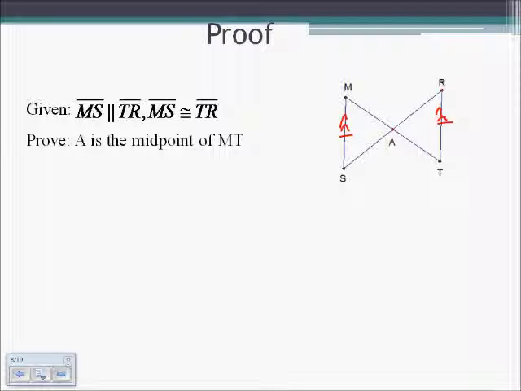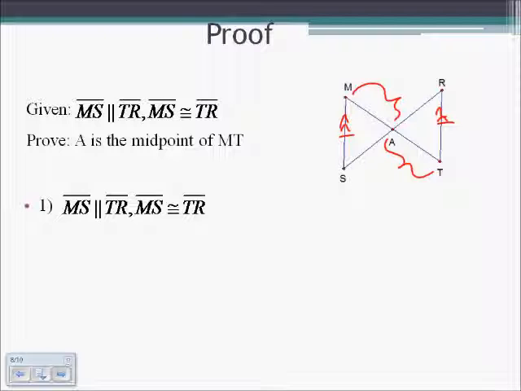So therefore, I need to show that MA and AT are congruent, because that would mean that A is in the center. To show that those two are congruent, I probably would need to prove that the triangles are congruent. And if I notice, I have a bow tie and also parallel lines, so I'm going to have some angles being congruent. Alright, let's see what we can put together here.